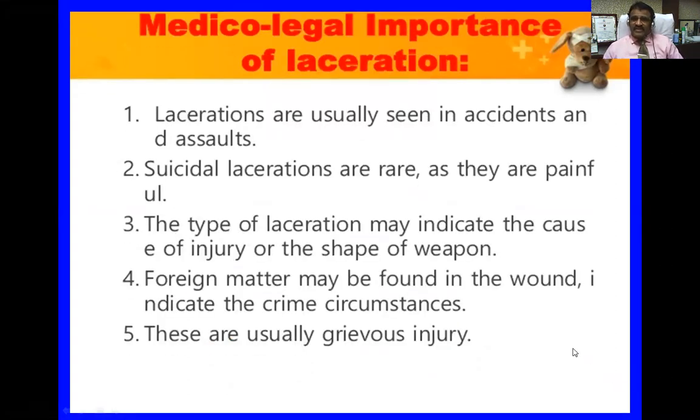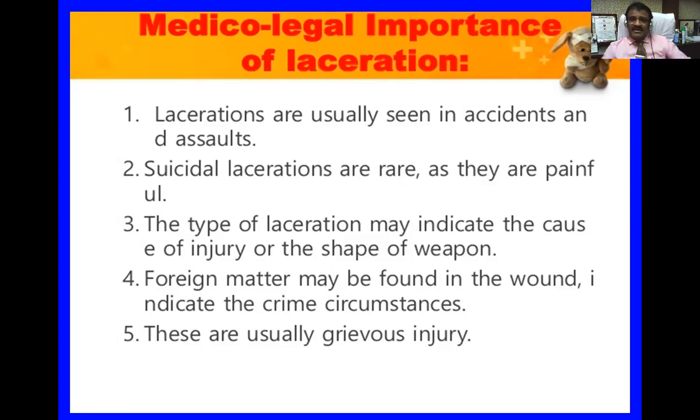Well, we have to understand the medico-legal significance of lacerations or lacerated wounds. Lacerations are usually seen in accidents and assaults. Accidents means apghat. Assault means halla. The suicidal lacerations are rare as they are painful. Usually, the person will not cause a lacerated wound on his own body. You saw that wound. It is not so easy to cause one wound on your own body because it's very painful. So lacerations are usually not found in suicidal cases.